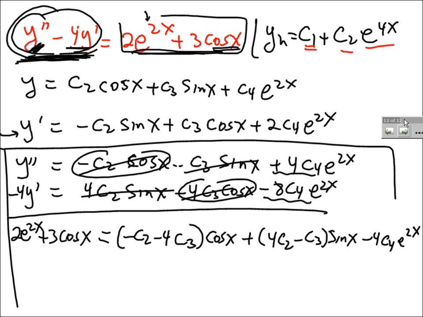Now, you have to be mathematically mature enough to know that the left side also has 0 times sine x. So this number must be 3, like that number. This number must be 0, like that number. And the 2e to the 2x, that must be 2. So negative 4c4 is 2. So c4 is negative a half.